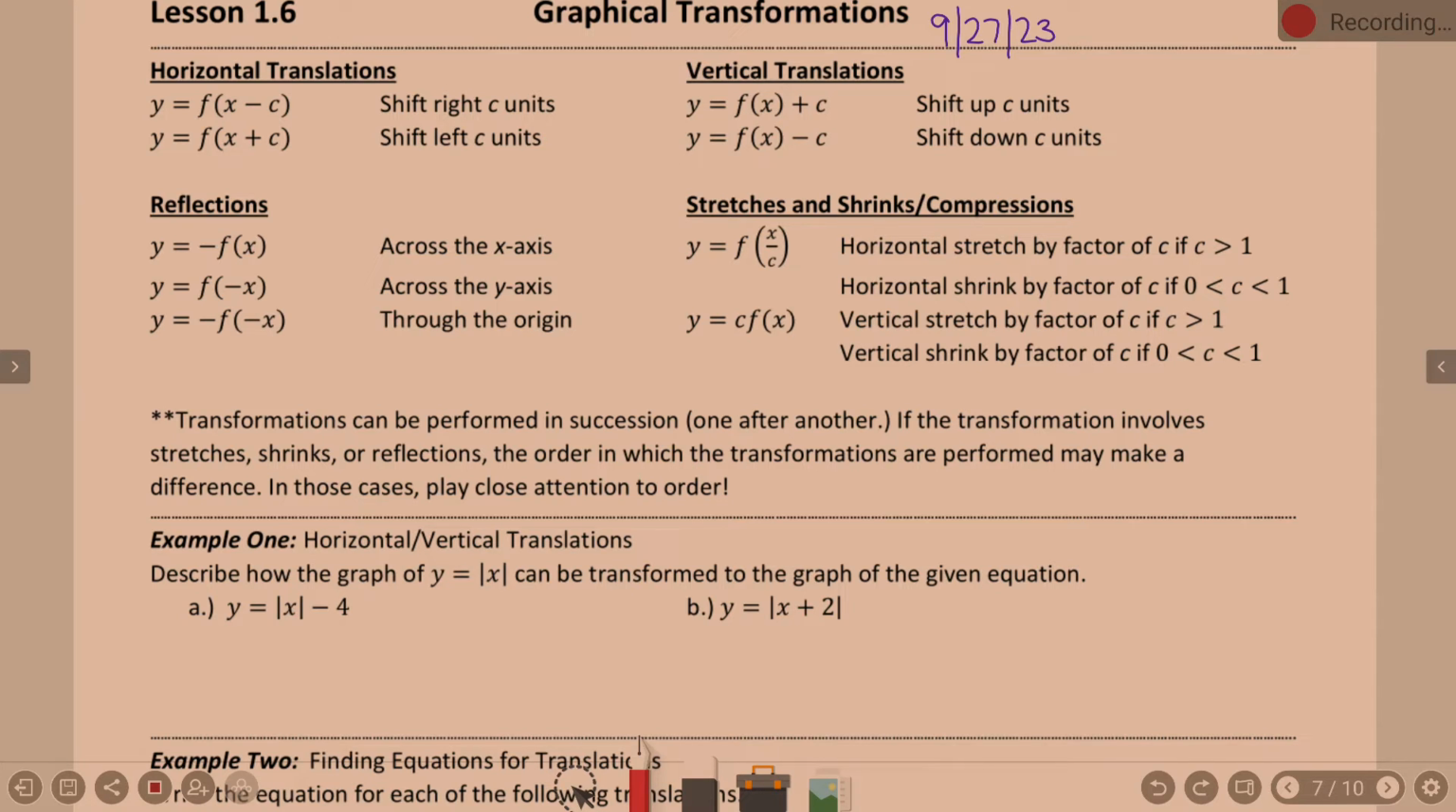One of my ways I described reflection through the origin was to reflect across the x and across the y-axis, right? I said a double reflection. I also compared it to a rotation of 180? But it's a double reflection is what through the origin is. You're reflecting across both axes.